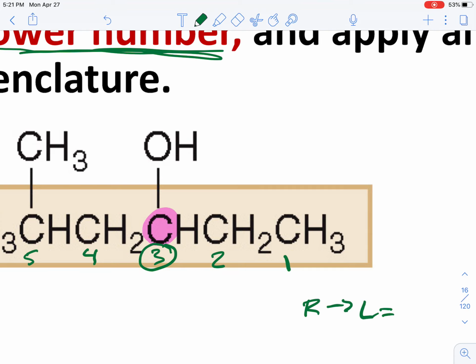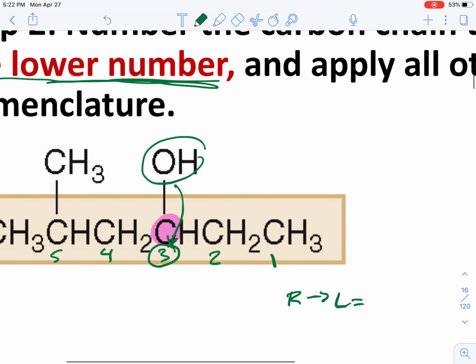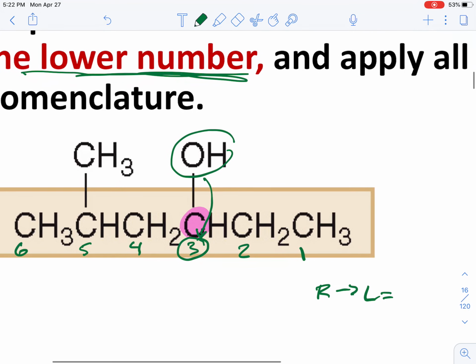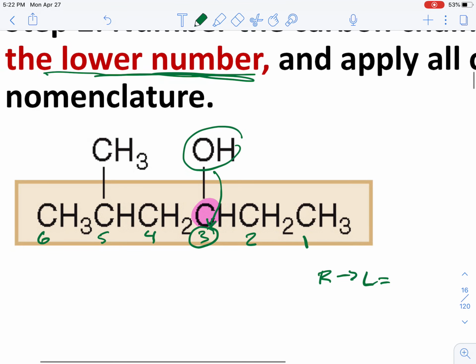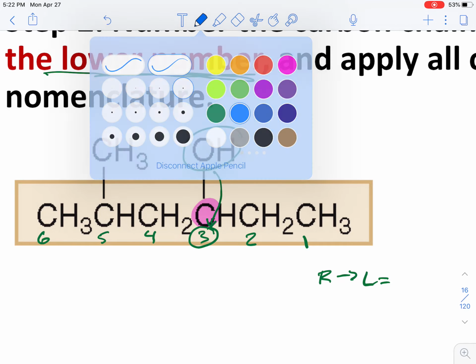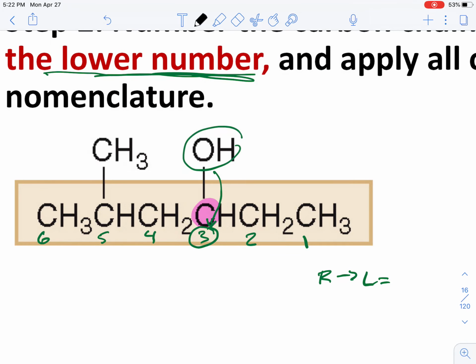Okay. Once we have determined the carbon number that the alcohol is going to be on, such that it gets the lowest value possible, we're going to communicate that to the reader. Remember that hexanol that I wrote down in the previous slide. For hexanol, we're going to communicate to the reader where the alcohol is located.